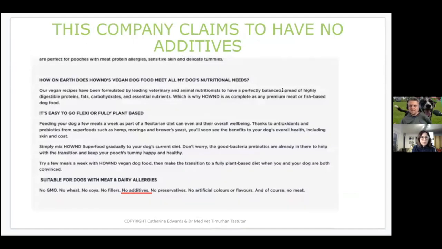Okay. So let's go to the next one. We had it last week too, but I have to put this. This is so important. So this company claims to have no additives.